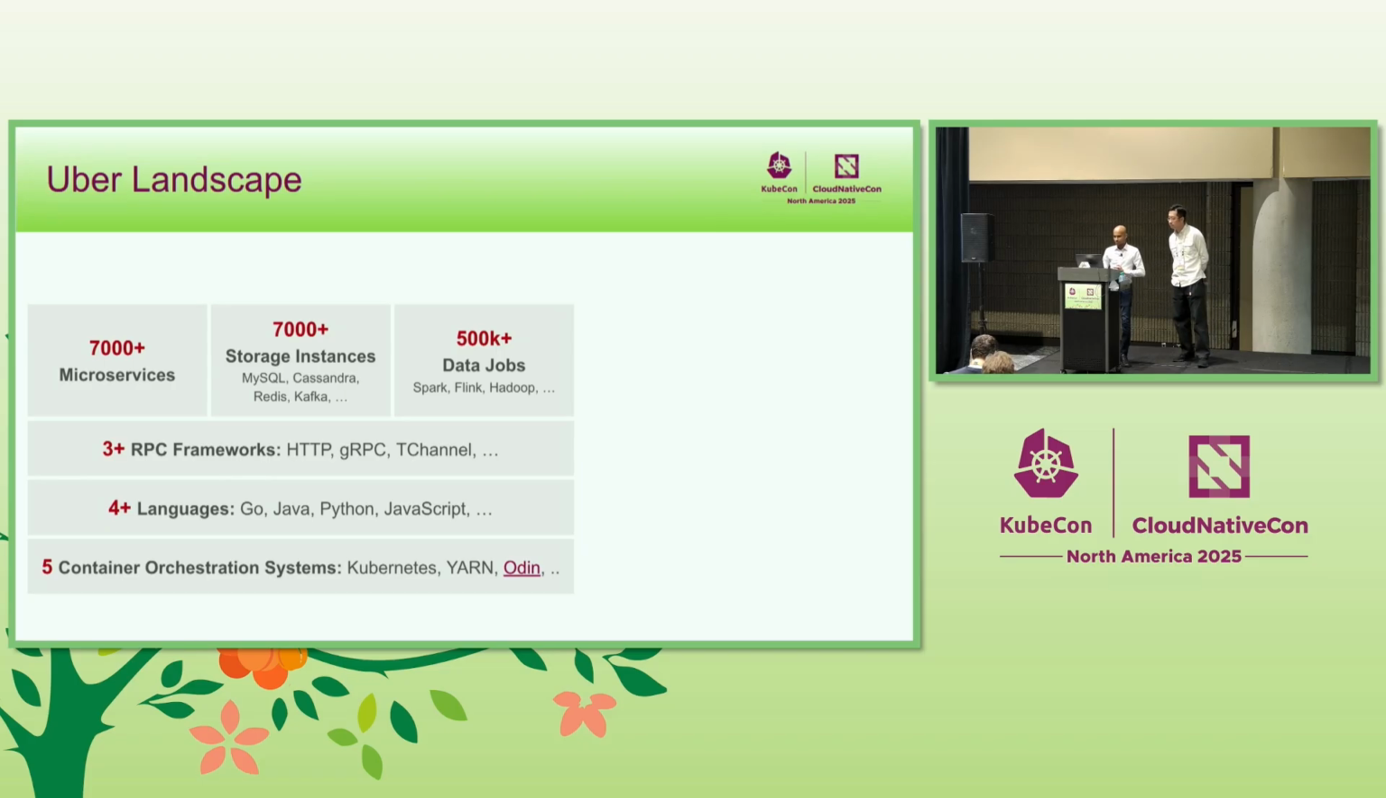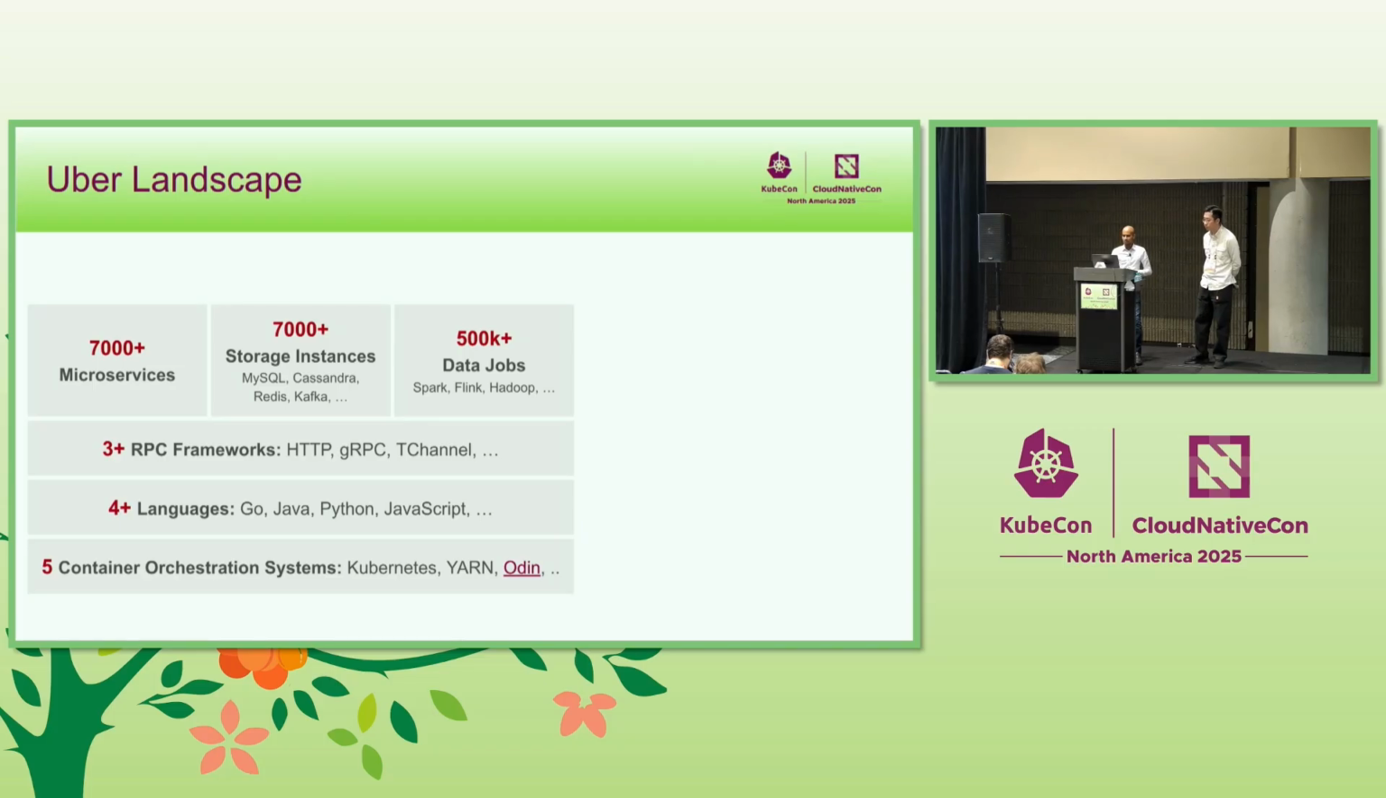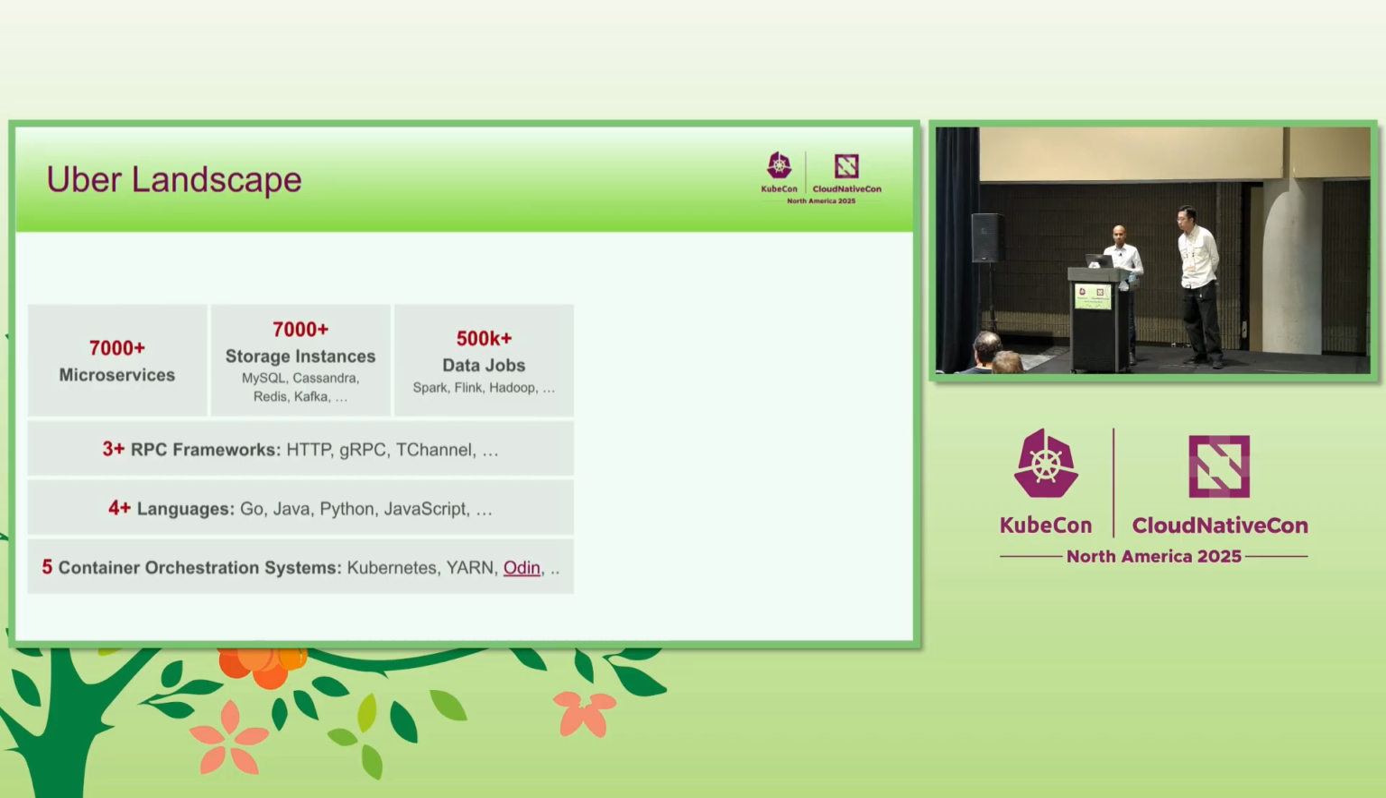Before we jump into why we're doing this, I do want to set some context on Uber's landscape. We have a pretty large tech stack that we operate at Uber. Back in 2015, Uber adopted a microservice-based architecture. So in the last 10 years or so, we have built over 7,000 microservices. We are operating around 7,000 databases, and also almost 500,000 data jobs. In addition to that, we leverage multiple RPC frameworks. We utilize around 5 languages or so.